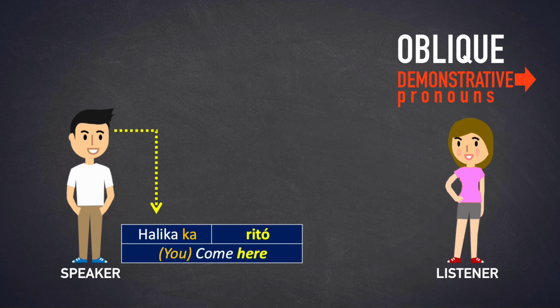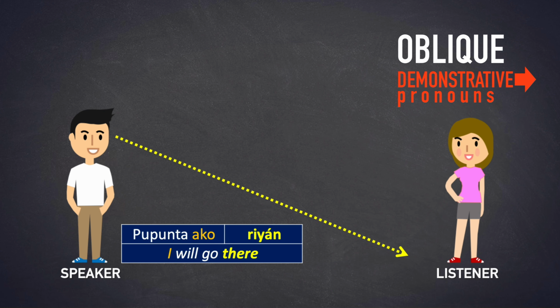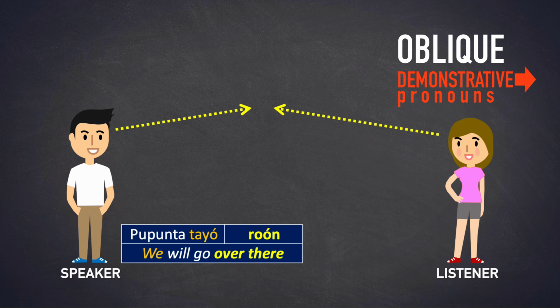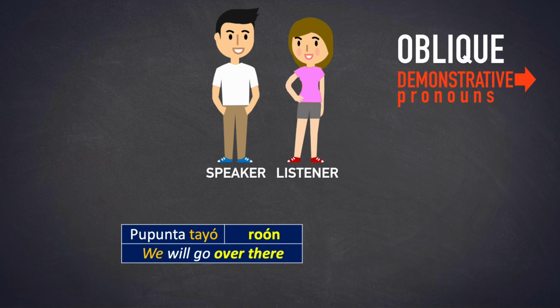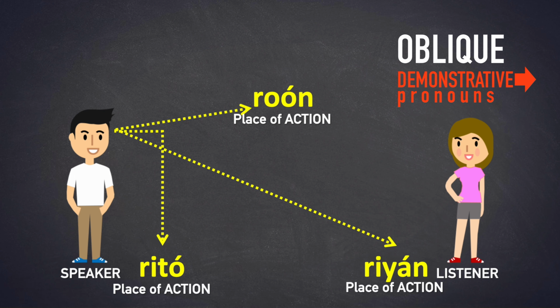Now, let's move on to the oblique demonstrative pronouns. Let's go. Halika rito. Come here. Pupunta ako riyan. I will go there. Pupunta tayo roon. We will go over there. It's very simple, right? Oblique pronouns point to the location where an action is to take place or is taking place. This is somewhat similar with the locative demonstrative pronouns.